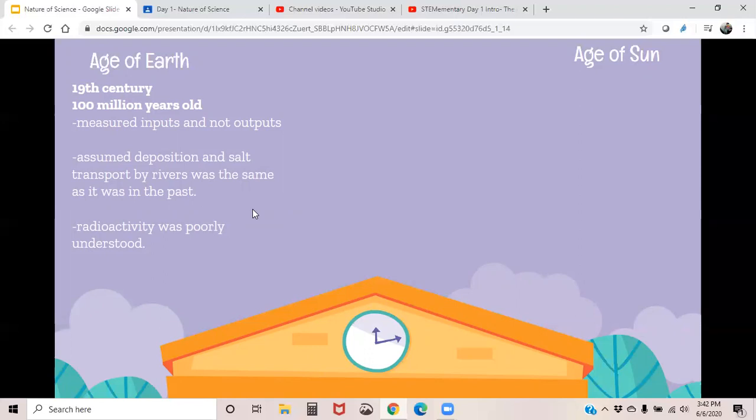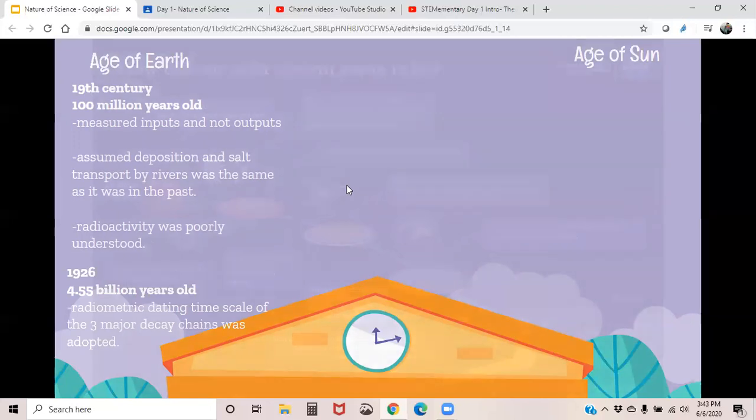And so also radioactivity was poorly understood. And so it wasn't until 1926 that radiometric dating actually was known enough that they created a time scale for the three major decay chains that occurred with the Earth materials. And so based upon that information, they ran calculations and got 4.55 billion years old, which is pretty close to the current time. In fact, you could argue it's the same time astronomically that we have for the age of the Earth now.